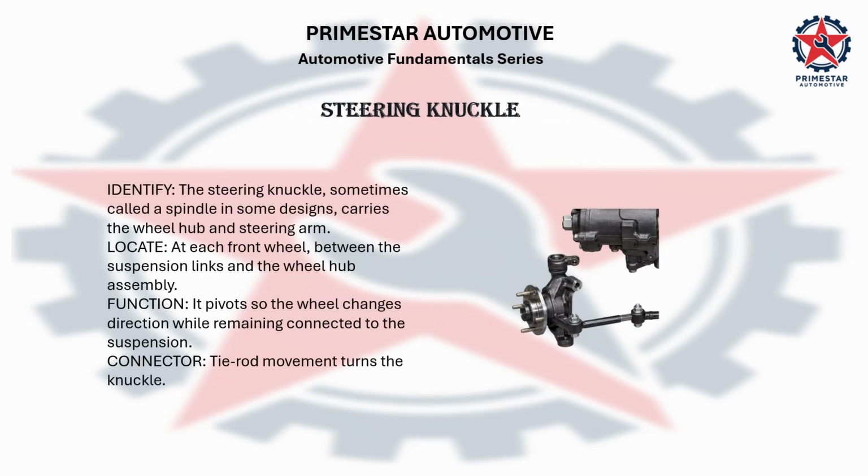Next is the steering knuckle, sometimes called a spindle in some designs. The steering knuckle carries the wheel hub and steering arm, located at each front wheel, between the suspension links and the wheel hub assembly. It pivots so the wheel changes direction while remaining connected to the suspension. It is connected to the tie rod's movement, which turns the knuckle left, right and center.